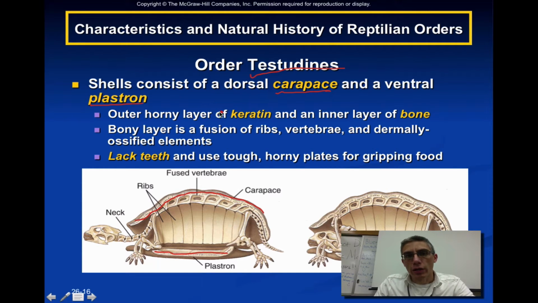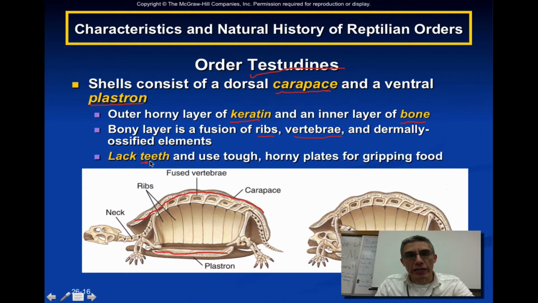Now, the outer layer of this particular shell is going to be made of keratin and an inner layer of bone. Right underneath the outside layer which has the scute, you're going to find that layer of keratin, and that's probably going to make up a good majority of those scutes. And then you're going to find the bone, which is going to be right here. Now that bone is going to be a fusion of the ribs, the vertebrae, and dermally ossified elements, which means basically any other parts of the animal that are made of bone.